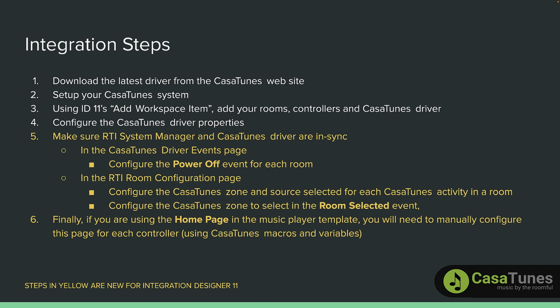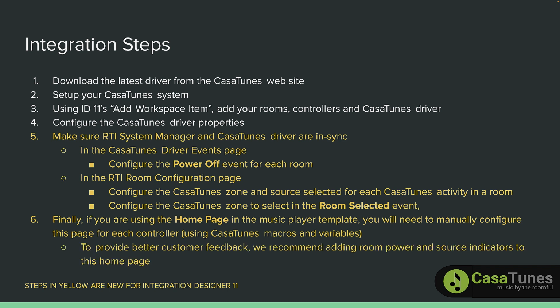And then finally, if you are using the home page in the music player template, then you are going to need to manually configure this page for each controller using the CasaTunes macros and variables that you are probably also familiar with. And we also found that to provide a better customer experience, we recommend adding a room power and source indicator to the home page, and we'll show you how to do that.